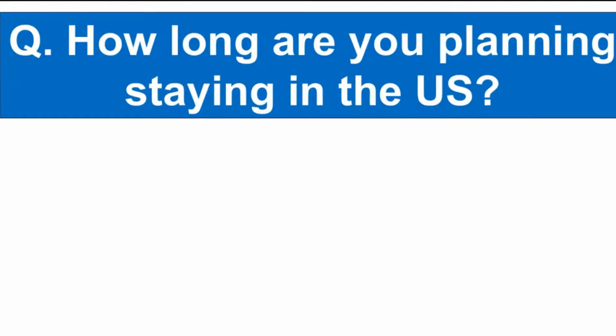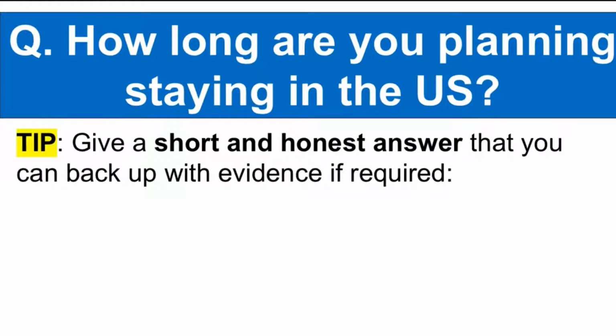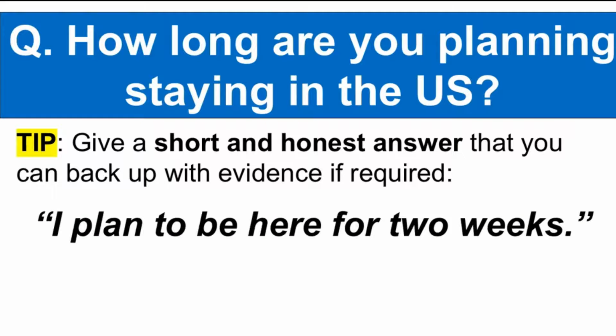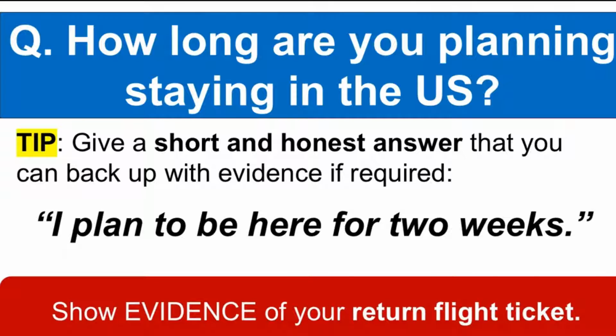Now, the next question could be, so how long are you planning staying in the US for? Now, you will know this, or you should know it. So just give a short, concise and honest answer that you can back up with evidence if needed. So I would say, I plan to be here for just 2 weeks. And then I would show evidence of your return flight ticket. So this is one of the things that you should take with you, because one of their concerns is that some people want to go there to stay and they want to work, which you can't under this visa. So say, I plan to be here for 2 weeks, or however long you are planning to stay there for, and then show evidence of your return flight ticket, because that then proves that you are planning on leaving for sure, because you've already got your ticket.